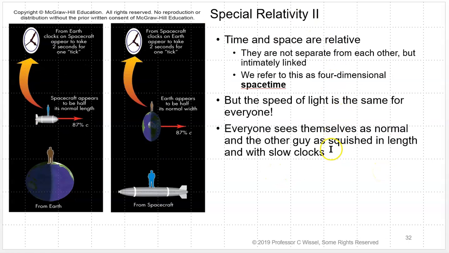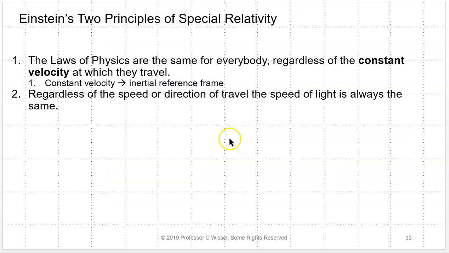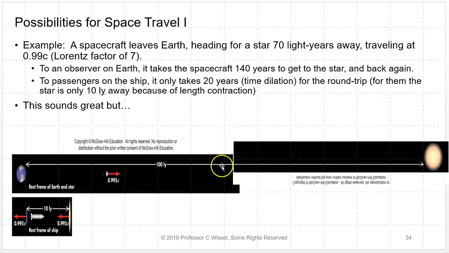Now, time and space are relative. They are not separate from each other, but they're intimately linked. We refer to this as four-dimensional space-time. But the speed of light is the same for everyone. Everyone sees themselves as normal, and the other guy is squished in length and with slow clocks. So there are 2 principles of special relativity. The laws of physics are the same for everybody, regardless of the constant velocity at which they travel. Constant velocity means inertial reference frame. No acceleration. You can't turn, change direction, or change speed. Regardless of the speed or direction of travel, the speed of light is always the same for everybody.